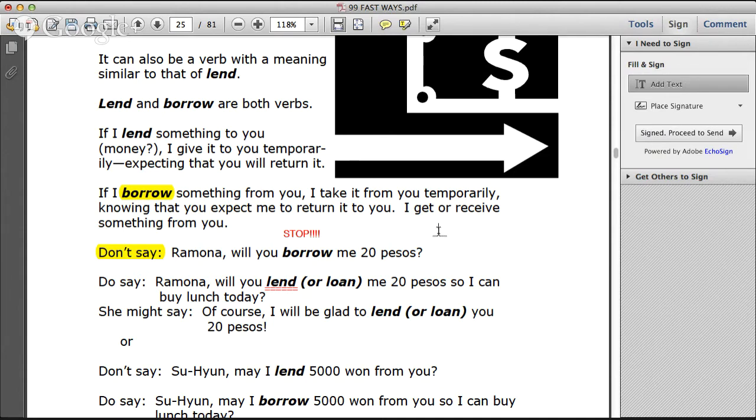Okay, and see, that's the issue. Everyone wants to use borrow. Stop. It is not borrow. It is lend. Okay, how then do we use the word borrow? Okay, so let's take a look here.